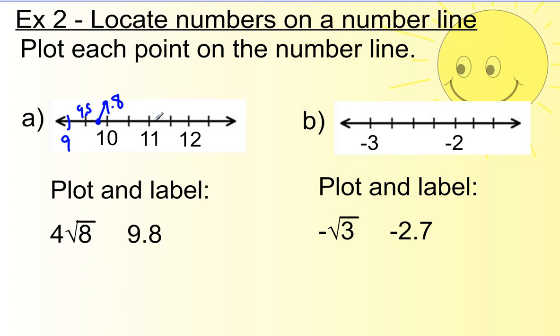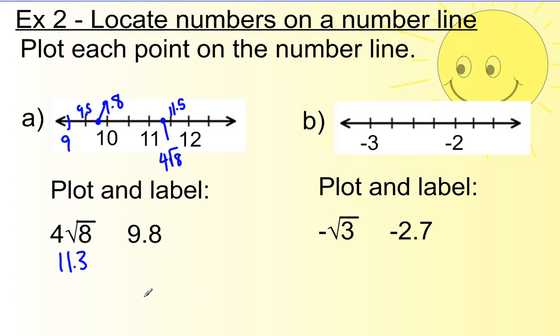So 11.3, let's see, 11, this again would be 11.5. So 11.3 would be less than that, probably about here. Or actually, I guess I should label it the right way. This would be 4 square roots of 8. But that is 11.3 roughly, and that's 9.8.